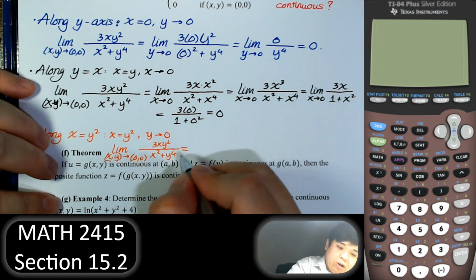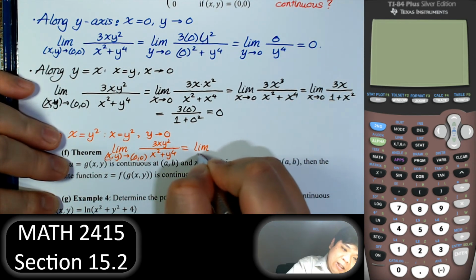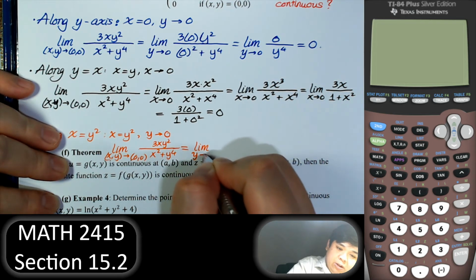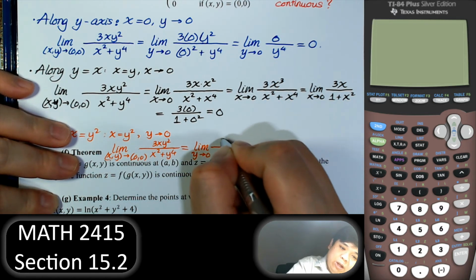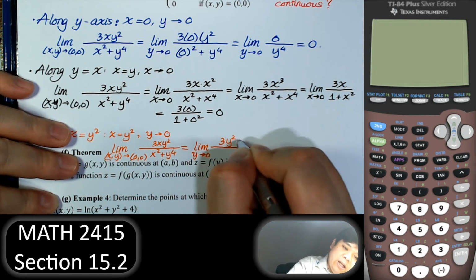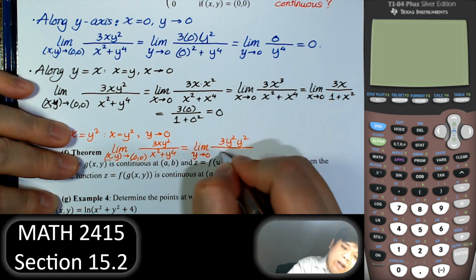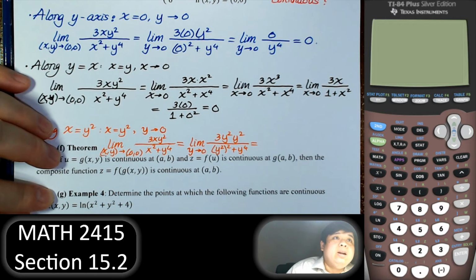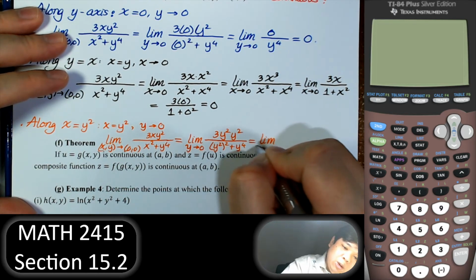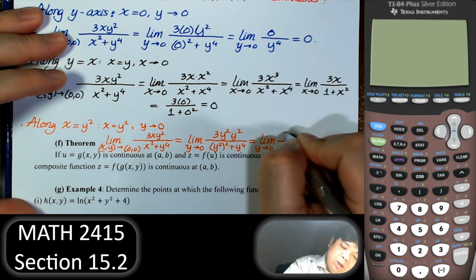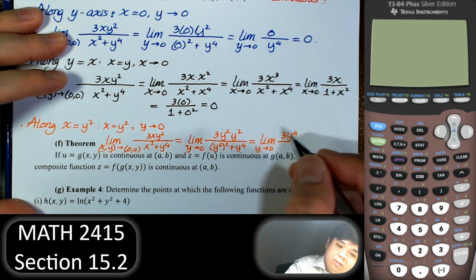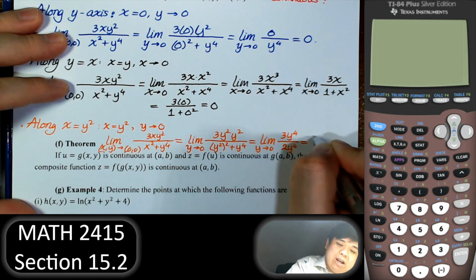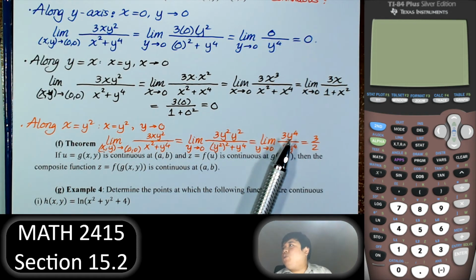Now, I'm going to let x equal y squared, and then I just need y to go to 0. So I will have 3, x is y squared, and then we have y squared, x squared, y squared squared, y to the fourth. So I have the limit as y goes to 0 of 3y to the fourth over y to the fourth plus y to the fourth, which is 2y to the fourth. Cancel out, that is 3/2. So does that look like 3/2?